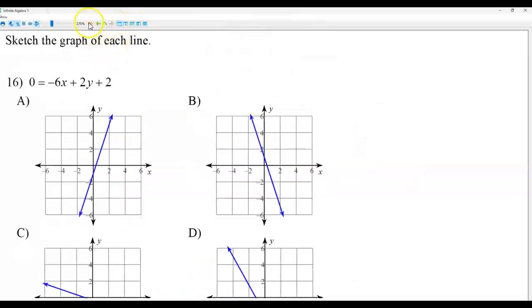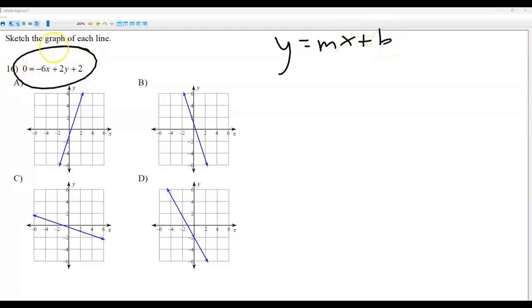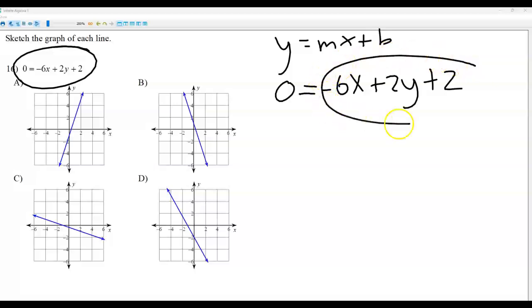Number 16 is asking me to sketch a graph of the line. Now, in order to graph the way that we learned in class, we need it to be in y equals mx plus b form. So I need to change this equation so it's in the right format. So when we did this, I asked you guys a series of questions. My first question was, what side of the equal sign is the y on? In this case, you would say, oh, well, Mr. Bailey, it's on the right side of the equal sign.